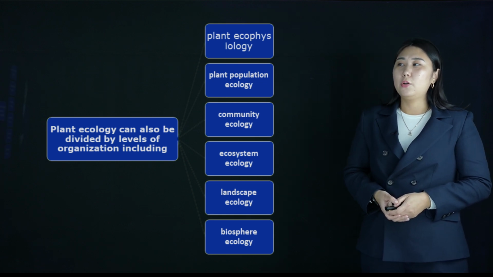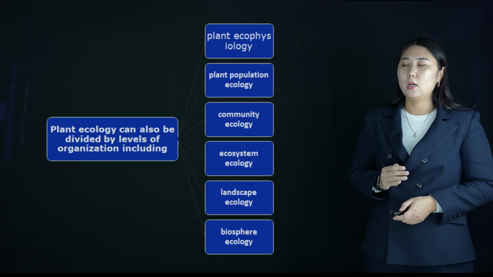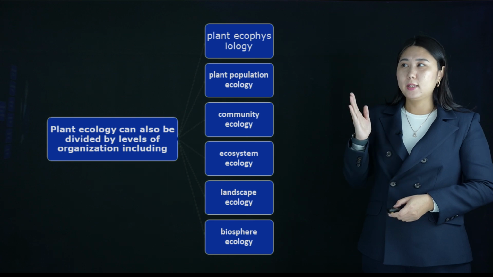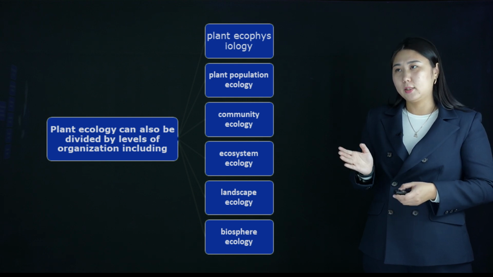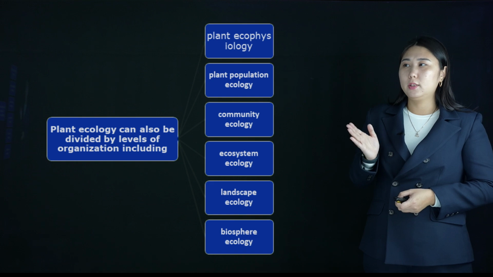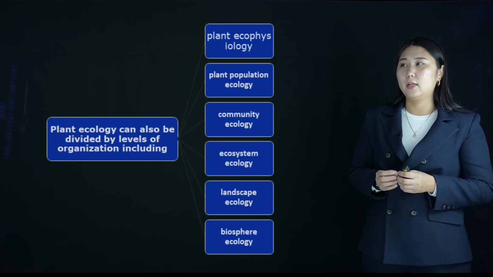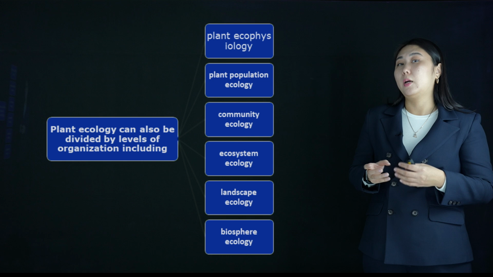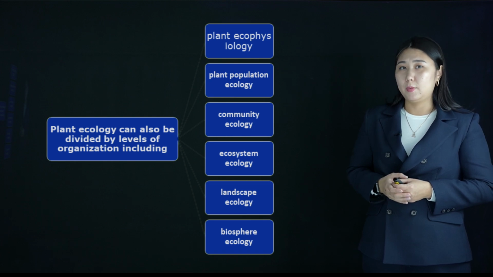So, plant ecology can also be divided into levels of organization. The first is plant ecophysiology. The second is plant population ecology, which studies the populations of plants in the environment. The third is community ecology. This level is a study of the communities of plants and the interactions between these communities. The next level is ecosystem ecology, and then landscape ecology.